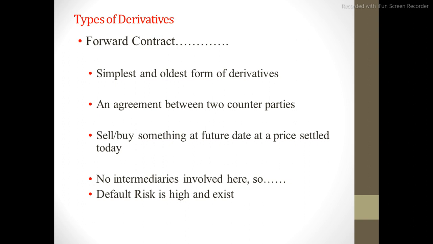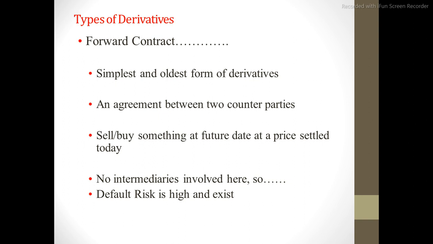Here it must be remembered that no intermediaries are involved. Intermediaries means that no third party or exchange party is involved in the forward contract. As there is no third party involved here, the default risk in the forward contract is too high. Now each and every investor wants to reduce or minimize the default risk.